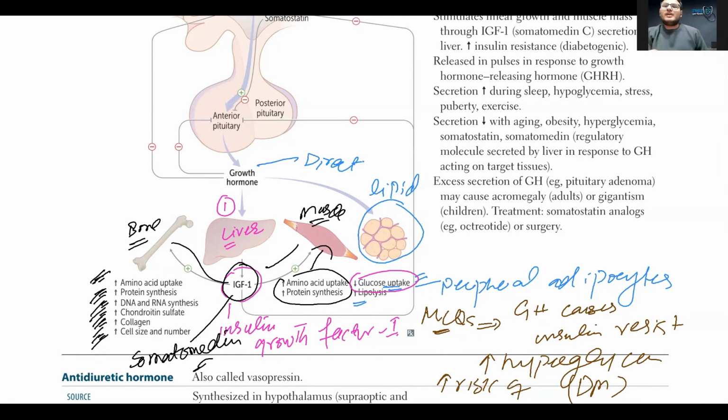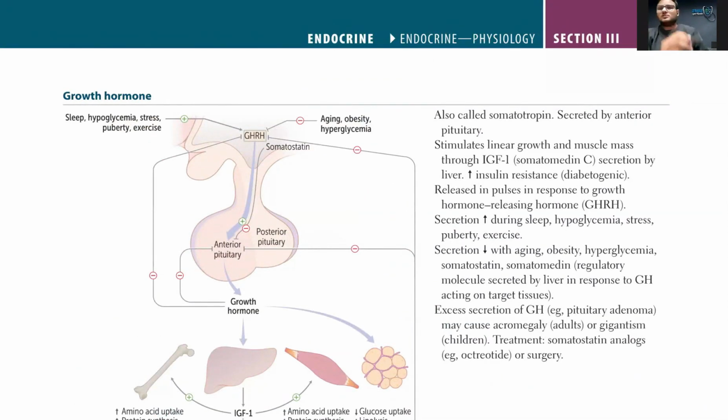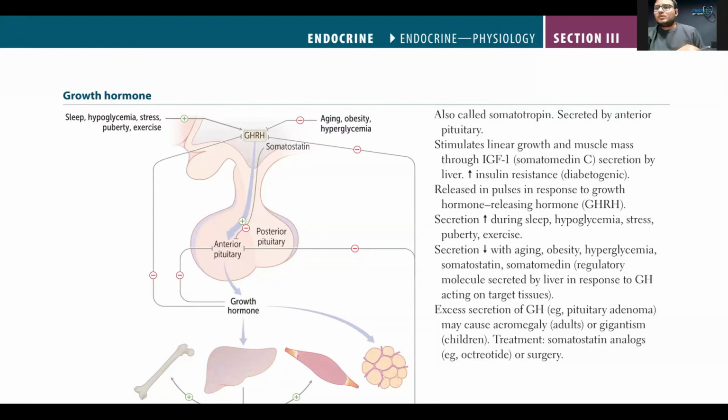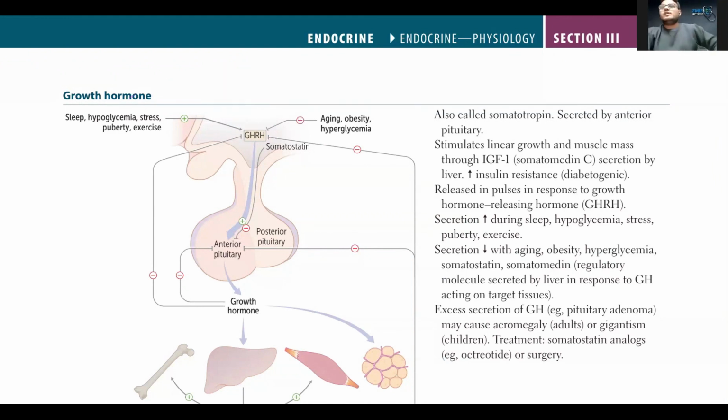This is a very important concept. Now we will discuss release. The release of growth hormone happens in pulses, in pulse form. Is that clear? Growth hormone releasing hormone, which is super high yield, is higher at night time. So this pulsatile regulation has more GHRH release at night time. The night time is very important.